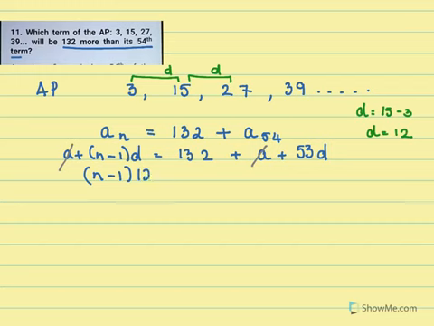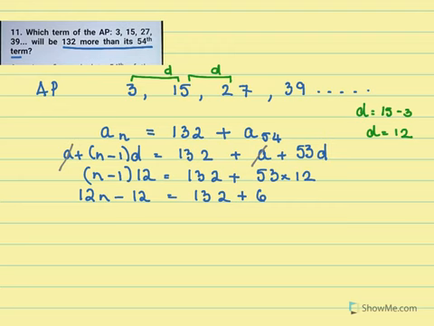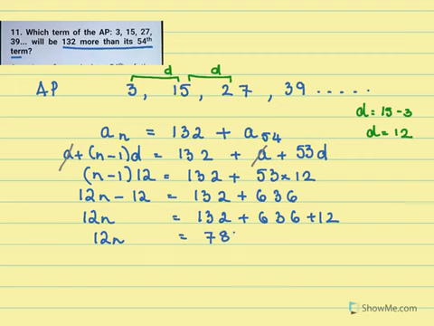So I have here 12(n minus 1) equal to 132 plus 53d. For d I put 12. Open the bracket: 12n minus 12 equal to 132 plus 53 into 12, which is 636. So 12n equal to 132 plus 636, and minus 12 becomes plus 12. So 12n is equal to 780, and n equals 780 over 12, so n equals 65. So it is the 65th term.